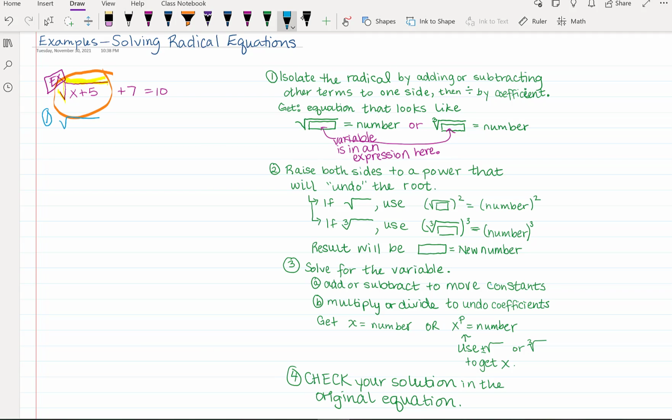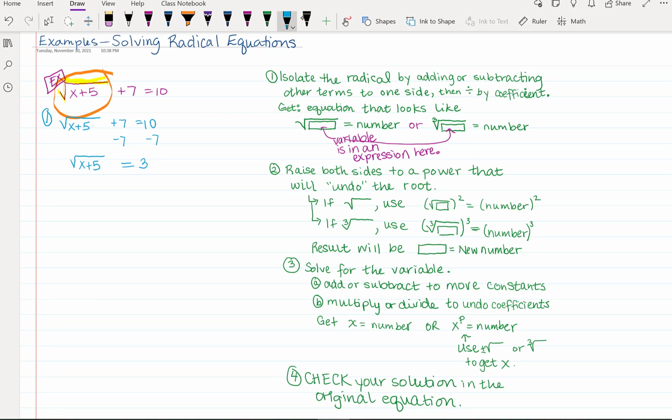Well, I'm going to take my square root x plus 5 plus 7 equals 10 equation, and the thing that's in the way is that 7, because it's added on. It's the only part of the left-hand side that isn't under my radical. So I'm going to subtract it. So now I have square root x plus 5 on the left. The plus 7 and minus 7 add to 0, so I don't need to write anything else. And that equals 10 minus 7, which is 3. So now I have an equation of the form square root of something equals 3.